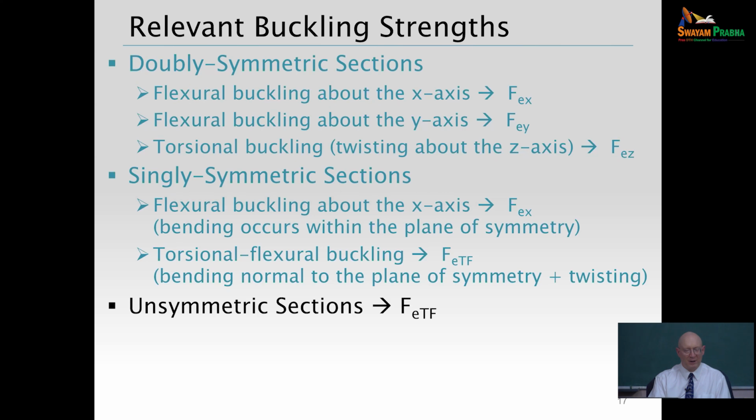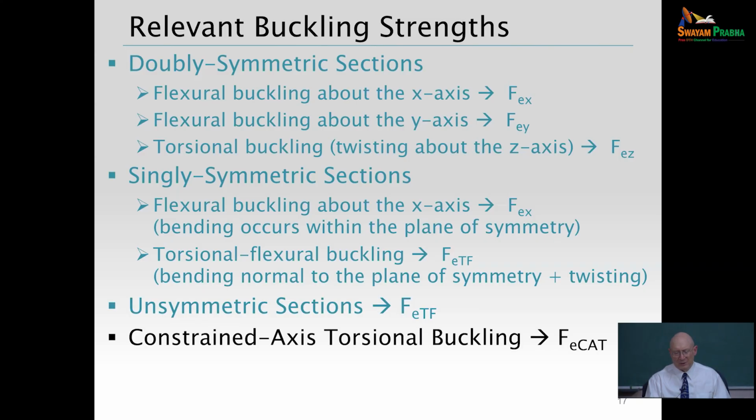Then if it's an unsymmetric section, so probably the best example, just completely unsymmetric, best example would be a single angle section with unequal length legs, right? So in that case, if you say, well, how do I calculate the elastic buckling load of that? You have a cubic equation to solve in order to get your column buckling stress. And then lastly, possibly one of the calculations that's least familiar is what we call constrained axis torsional buckling.